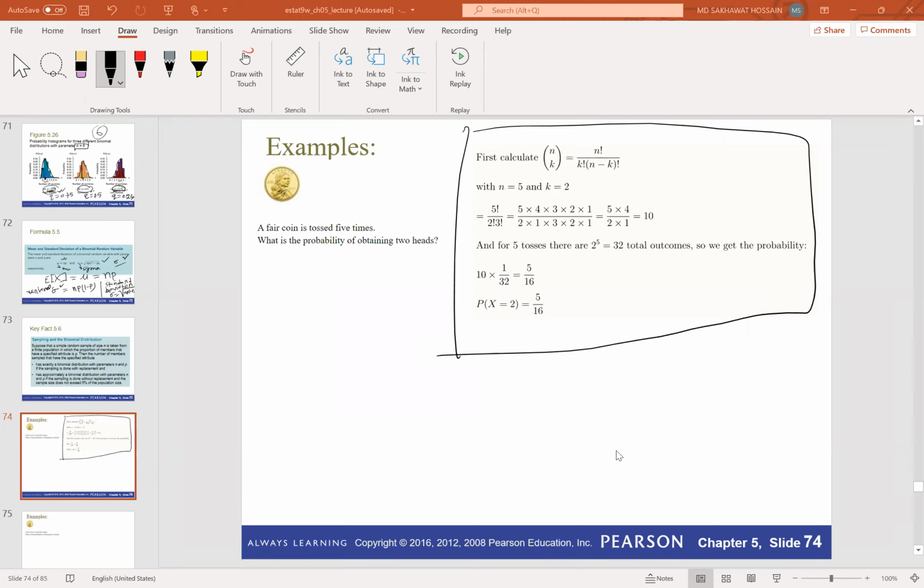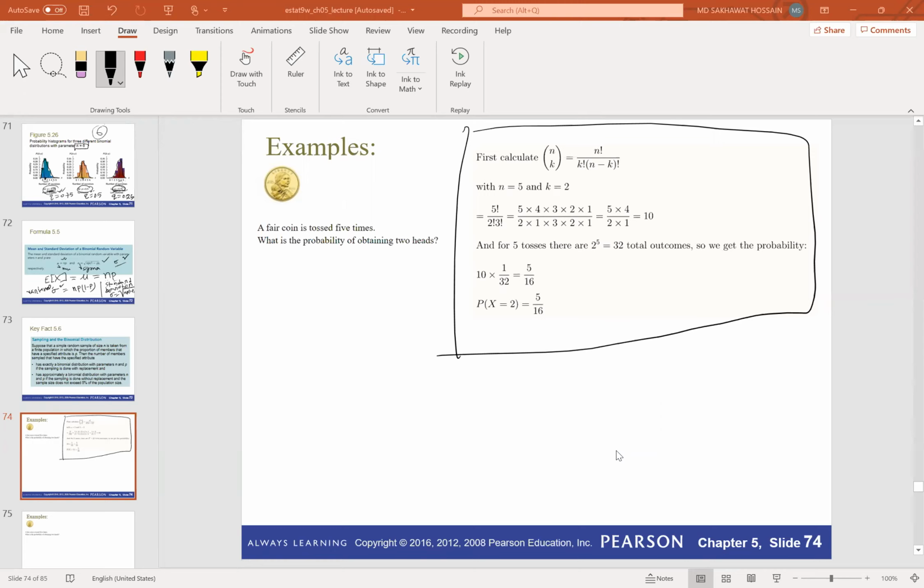Yes, that's a good point. There are only 2 possibilities. Yes, that's correct, because we are flipping a coin, so we'll either have head or tail. Yeah, 2 possibilities. So how many conditions do we have? We have 4 conditions, right?